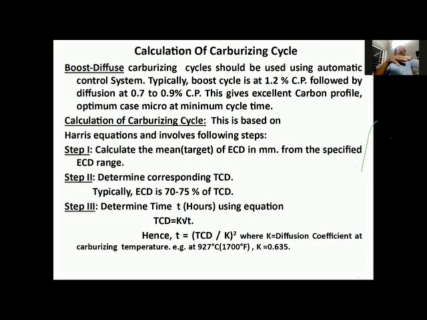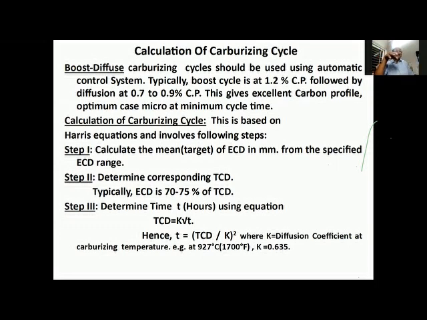Now, the calculation is based on the Harris equation, which is given below. But it is important to understand that what is specified is typically effective case depth measured to a particular hardness. The Harris equation and other equations of diffusion, those laws do not know anything about the hardness. They only know about the carbon penetration or carbon diffusion. So you have to correlate the ECD to the total case depth, which is the carburized depth.